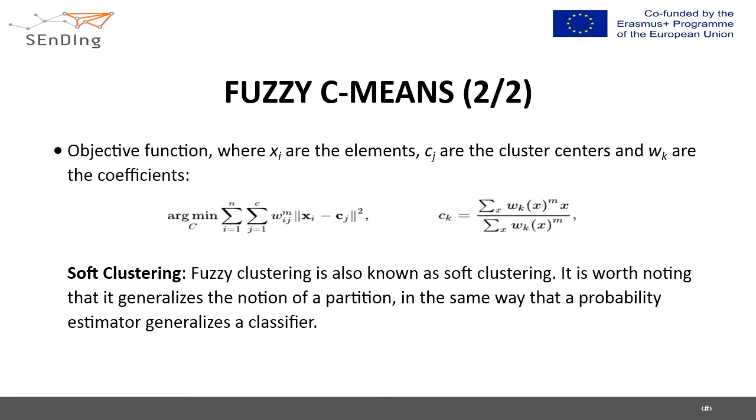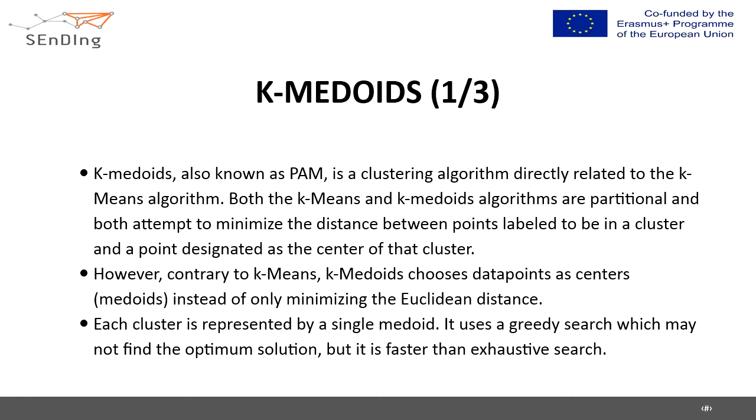Objective function, where x_i are the elements, c_j are the cluster centers and w_ij are the coefficients. Soft clustering. Fuzzy clustering is also known as soft clustering. It is worth noting that it generalizes the notion of a partition, in the same way that a probability estimator generalizes a classifier. K-medoids, also known as PAM, is a clustering algorithm directly related to the K-means algorithm.